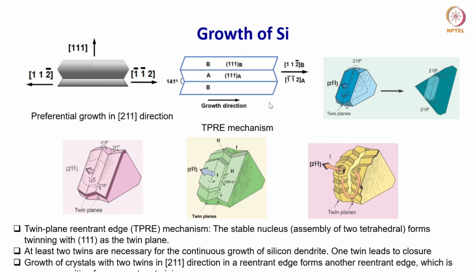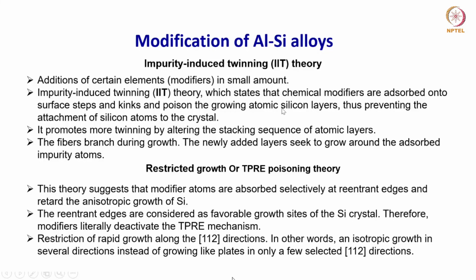Now the next part was how to prevent this growth, right? Because in many cases we do not want this kind of morphology in the microstructure, right? So the next question would be how do you prevent this growth, and what can be done to modify this kind of flakes to a fibrous kind of morphology, which might give you better properties, right? So that is the next part that we are going to discuss.